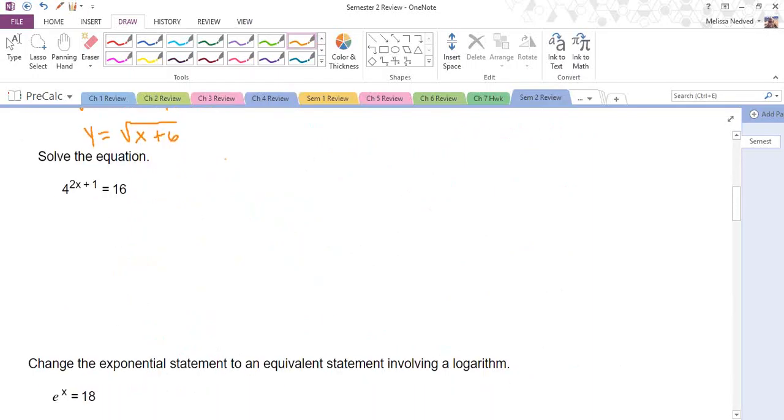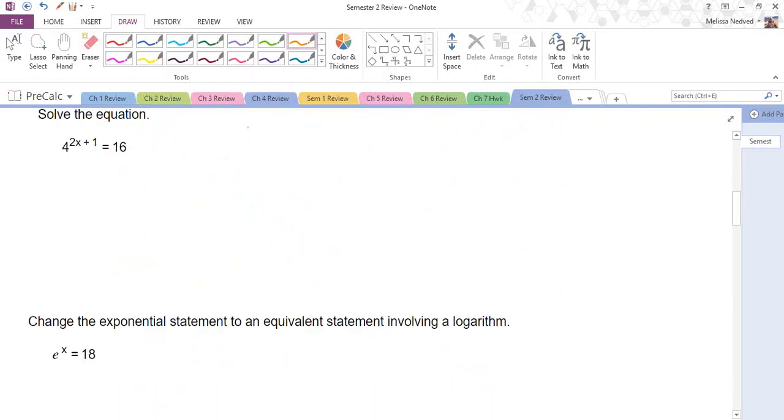All right, moving along, the rest of chapter 5, we looked at exponential functions and logarithmic functions.